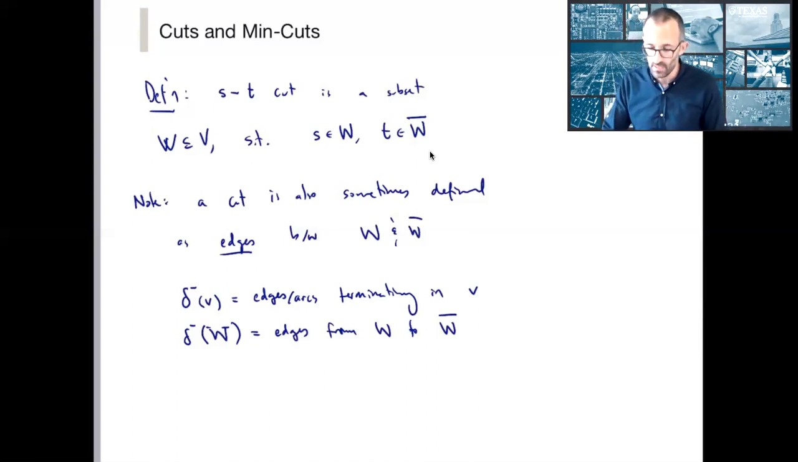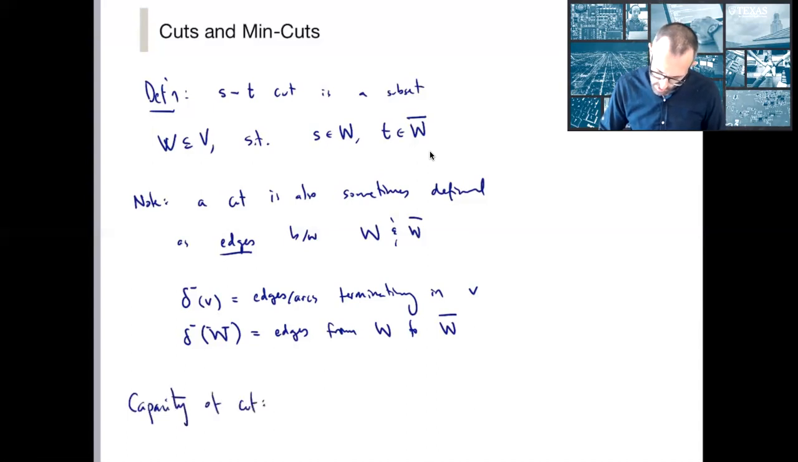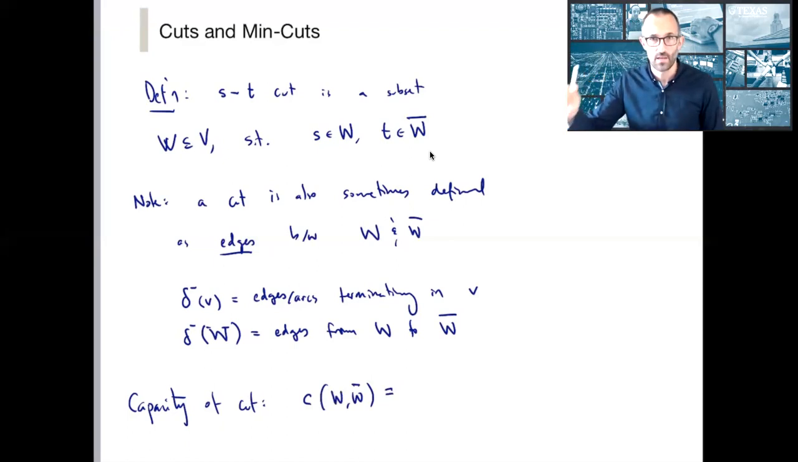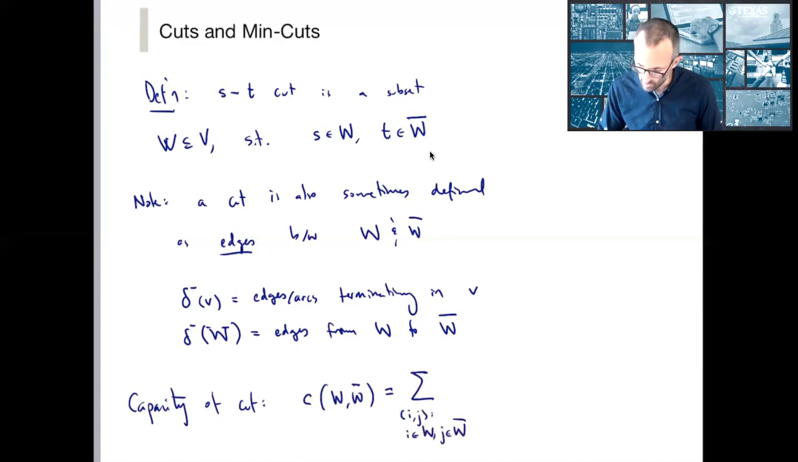We're going to be in this lecture talking about a cut as a subset of nodes, and I can also talk about the capacity of a cut, which I will denote as C of W bar, and this is just going to be the sum of the capacities of all of the edges going from W to W bar. So this is the sum over all ij such that i is in W, j is in W bar of B_ij. Okay, this is the cut.